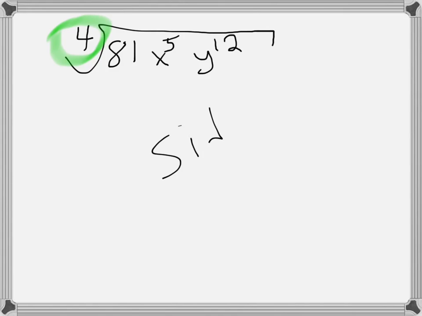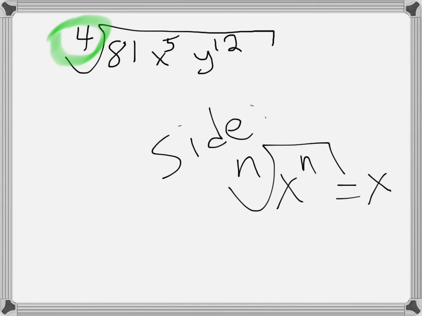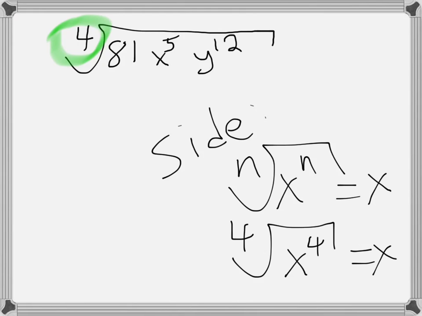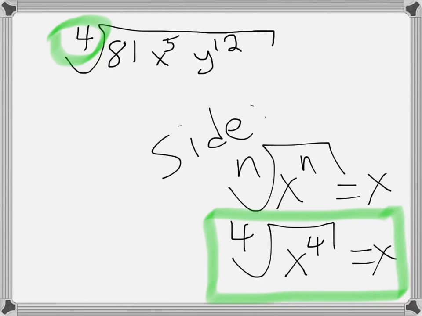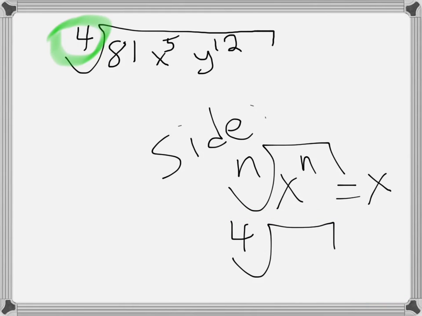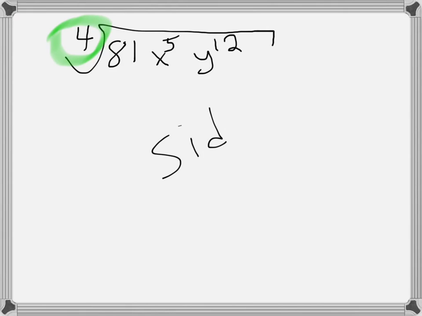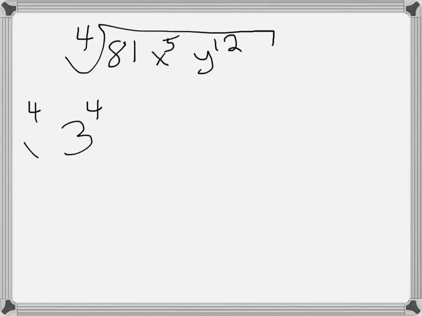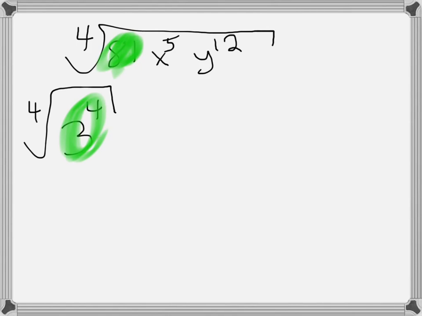So as a side note, the nth root of x to the n is x. So the fourth root of x to the fourth is just x. So we're going to look for this pattern when we're simplifying radicals. Let's get rid of all that garbage. Let's break everything down into fourth powers. So the 81, that is actually 3 to the fourth power. So we'll say the fourth root of 3 to the fourth power, because 81 is 3 to the fourth.